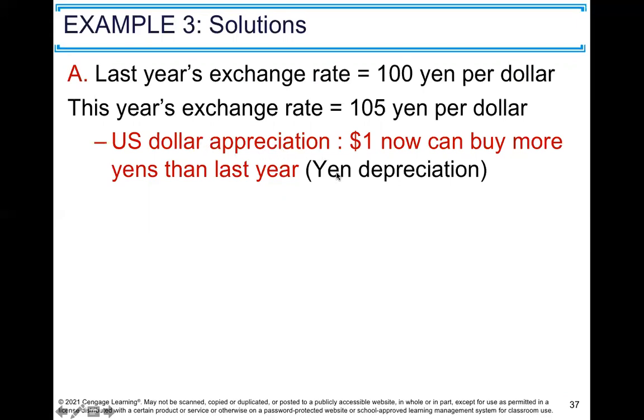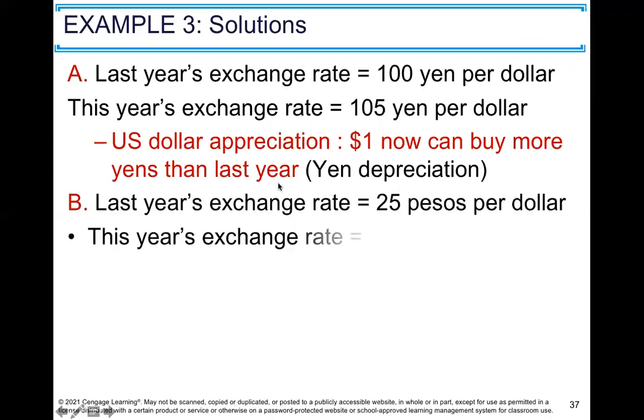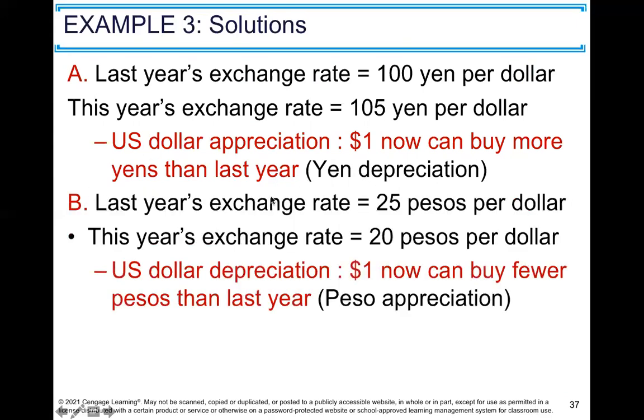That means the opposite happened on the yen side. Whatever happens on the dollar side means the opposite happened on the yen side. So if the dollar strengthened, the yen weakened. If the dollar appreciated, the yen depreciated. Let's look at another example. Khalid exchanged $1 for 25 pesos. Now he can exchange $1 for only 20 pesos. So the dollar can now buy less foreign currency. That means the dollar depreciated, or weakened. And if the dollar depreciated, the peso appreciated, or the peso became more expensive.